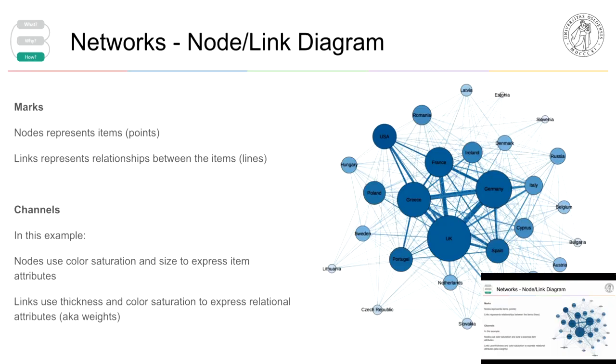Both the nodes and the links can use separate types of channels to express some attributes. For instance, in this example, the nodes are using color and size to express some attributes, and the links are using thickness and color to express some relational attributes. This could, for instance, be the weights, right, of the links. It's usually called weights in networks.